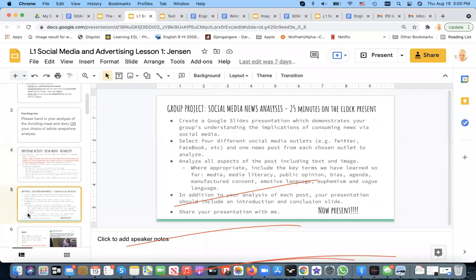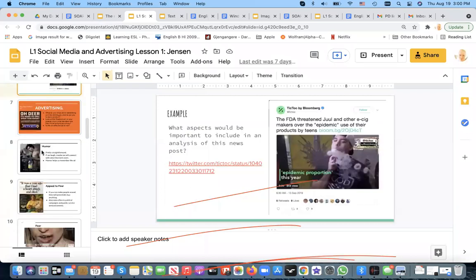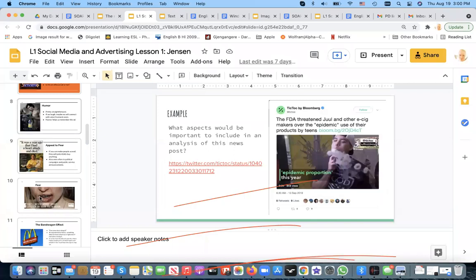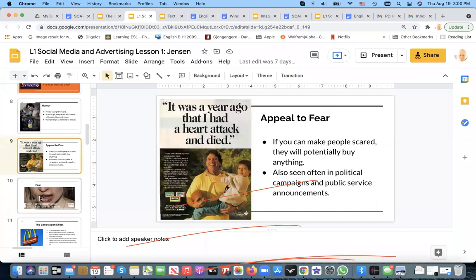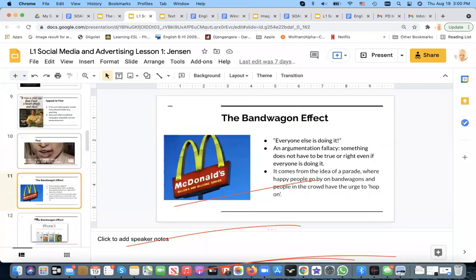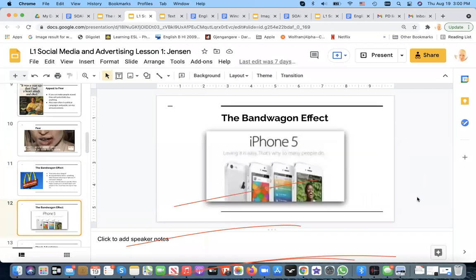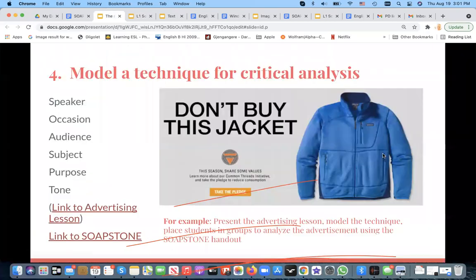I've used a number of techniques that I've highlighted here. This is for older students, so you may not want to use all of those, but this is some of the techniques used in advertisement. So this is a big unit. I taught it over a month or so.